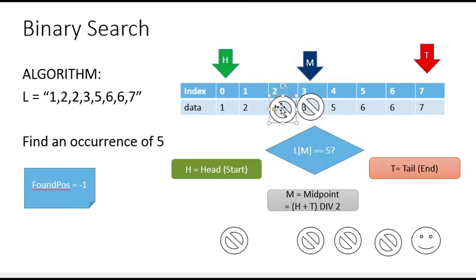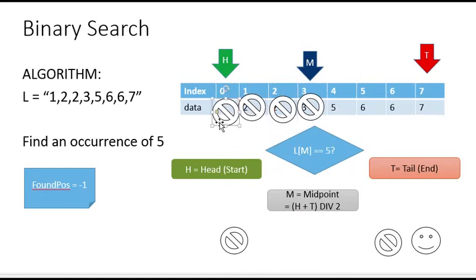automatically all the numbers to the left of the number I've just looked at can be dismissed. I can chuck them away, I don't have to look at them. So my searchable area now becomes the value of the midpoint plus 1. I just move the head 1 position to the right, and now I have to recalculate the midpoint. The midpoint is now h plus t, so h is pointing to element 4, t is pointing to element 7. 7 plus 4 is 11, and whole number division by 2, 11 divided by 2, is 5.